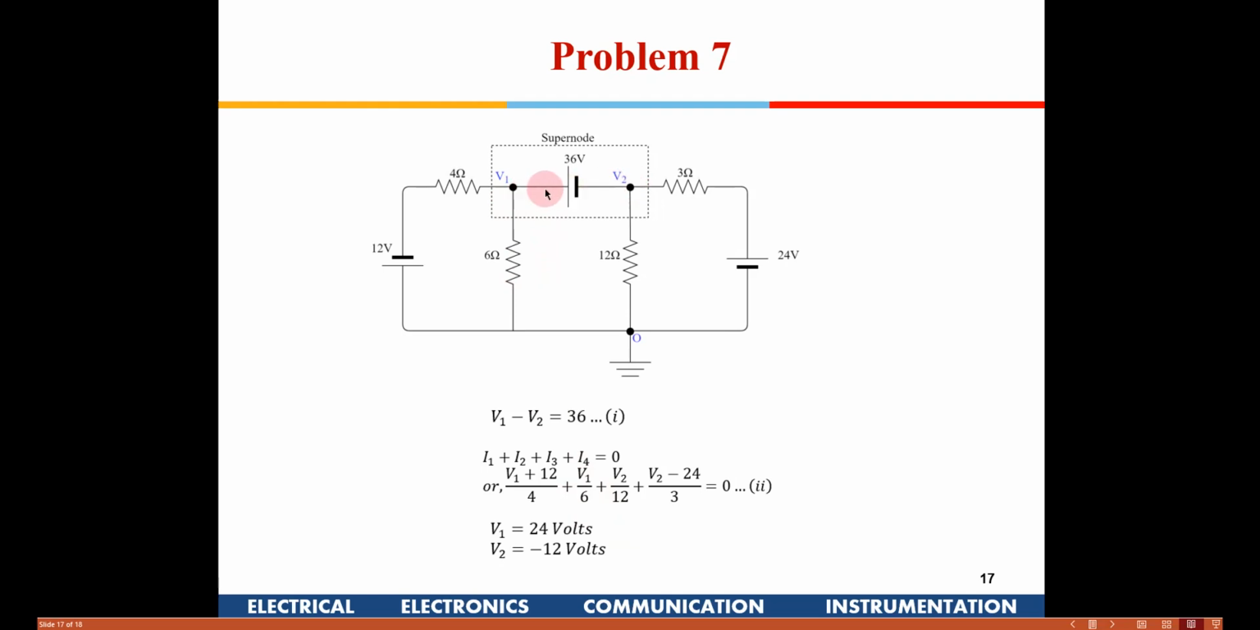Third current also going out. So since it's a super node, we are going to take this: V2 minus 24 by 3. This is also current which is going out. So V2 minus 24 by 3, and here it is V2 divided by 12. So these are all the currents which are going out of the super node. Super node is a combination of V1 and V2. So we get the second equation. Essentially we now have two equations and two variables V1 and V2, so we can solve that to get the value of V1 and V2.